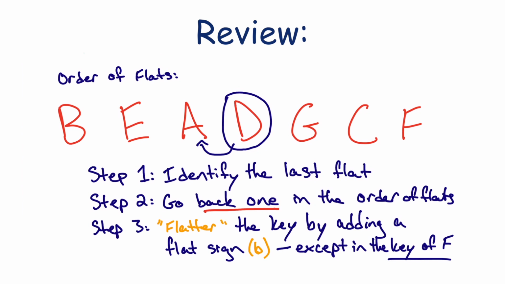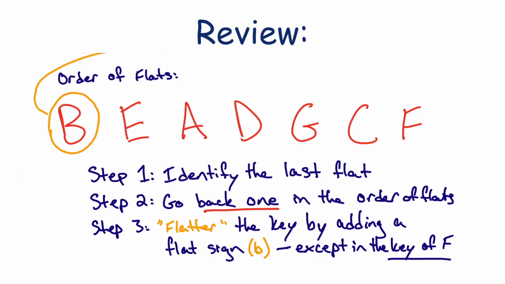But remember, step 3, we need to flatter the key by adding a flat sign, the little b, except in the key of F. Remember, in the key of F, we have a special case where we've only got 1 flat, and in order to find the name of the key, we have to go back 1, but go back all the way over here. And because we had to work a little extra hard, the key of F does not get flattered, so all we get is F major. And that is how you can identify flat key signatures.